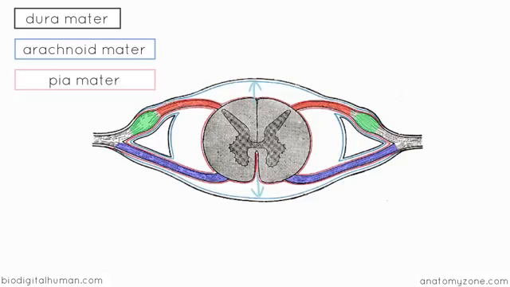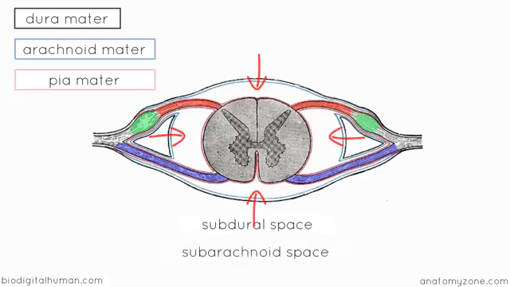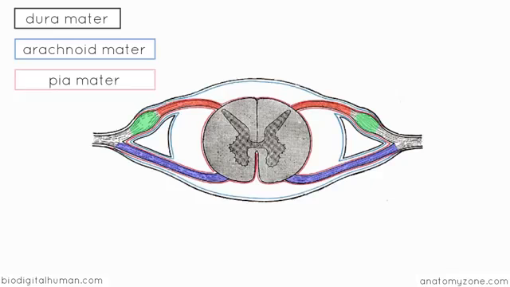So between the dura mater and the arachnoid mater, you've got this space called the subdural space. And then likewise, between the arachnoid mater and the pia mater, you've got the subarachnoid space. And the subarachnoid space is important because this is where the cerebrospinal fluid, or CSF, circulates. So the pia mater is represented on this diagram by the red line which runs very closely to the dorsal roots and to the spinal cord itself. So the pia mater adheres very closely to the spinal cord structures.